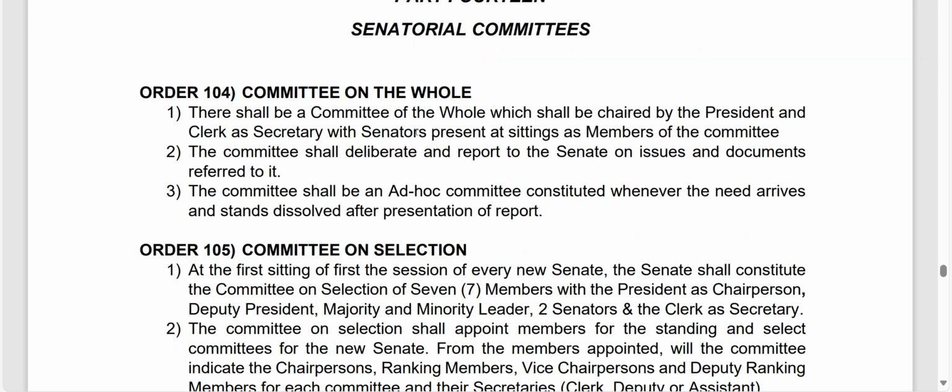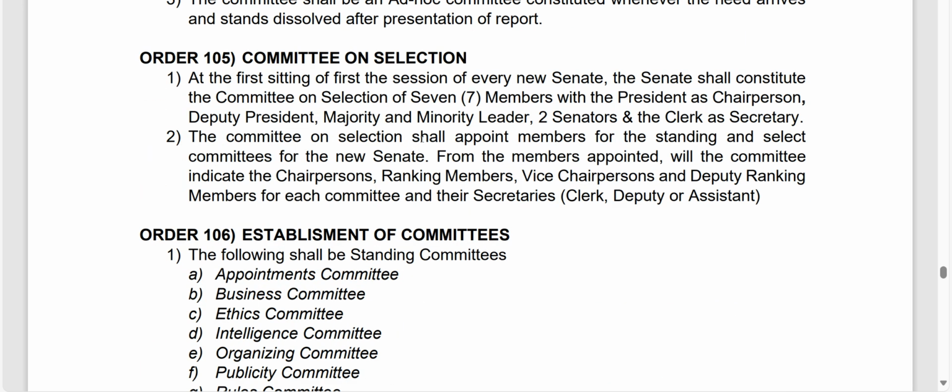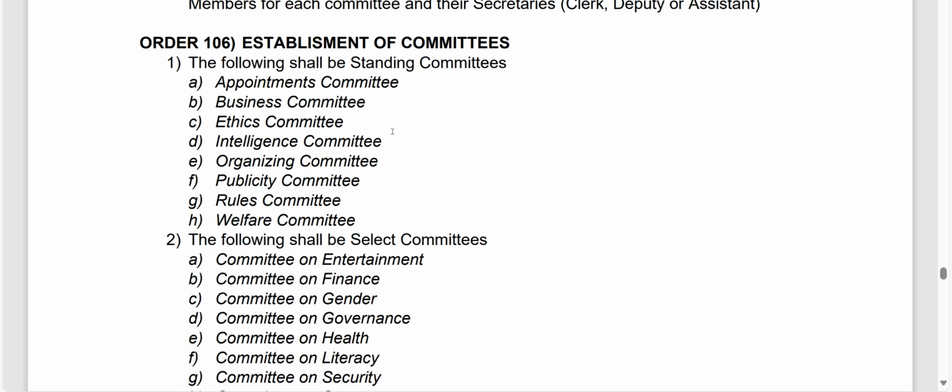So the President of the Senate chairs the Committee of the Whole and the Committee of Selection as well. When it comes to the committees, let me just take you through the committees of the Senate, just as I took you through the committees of Parliament. So we have the Appointment Committee, and it is chaired by the Deputy President of the Senate. It does the same thing the Appointment Committee in the Parliament does.